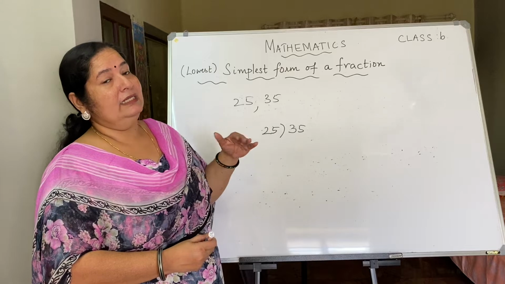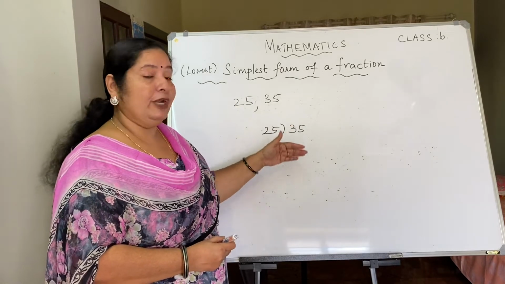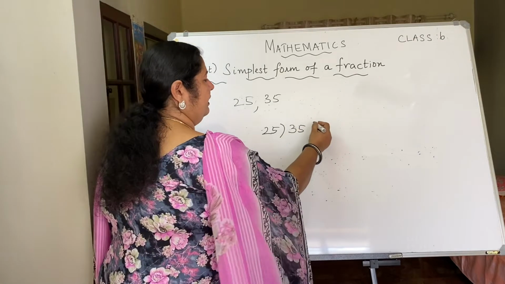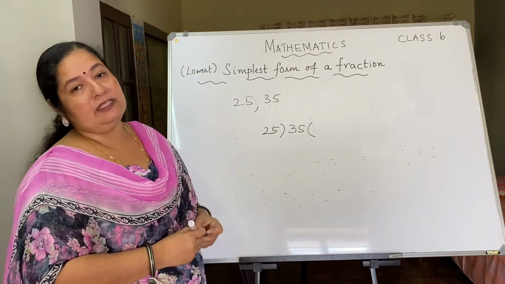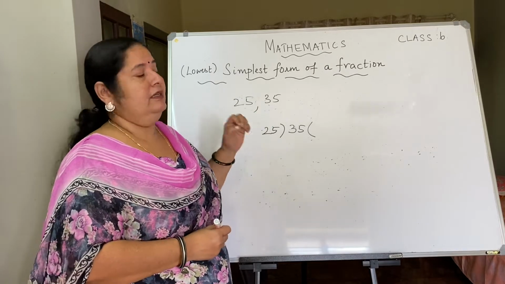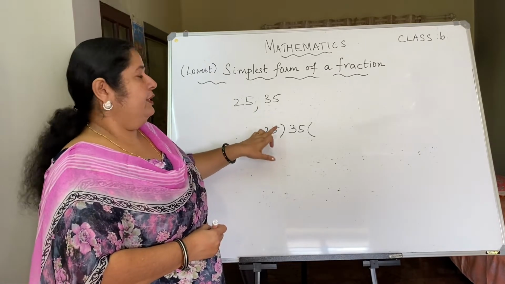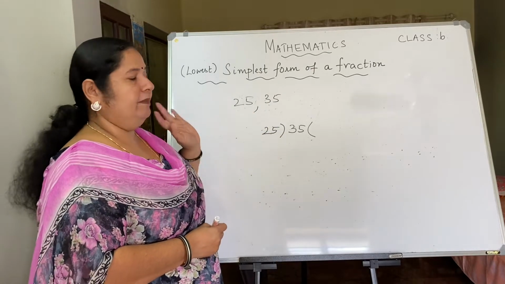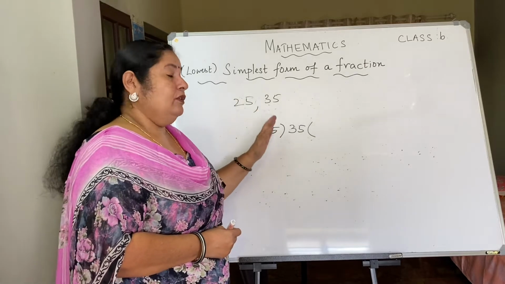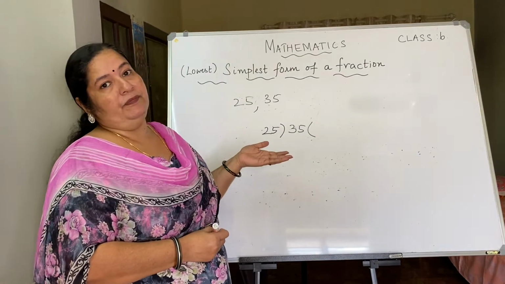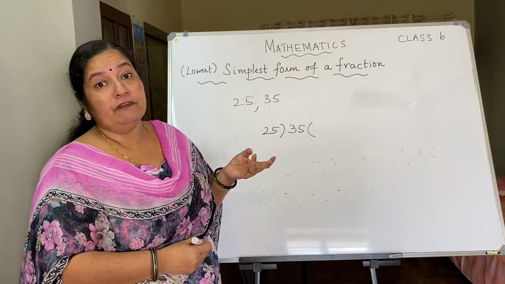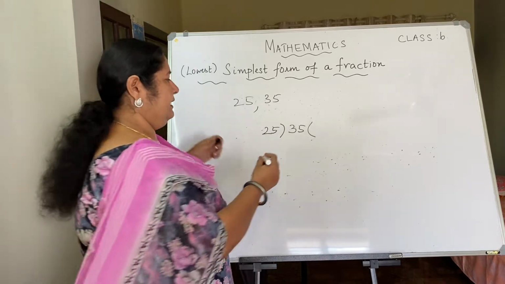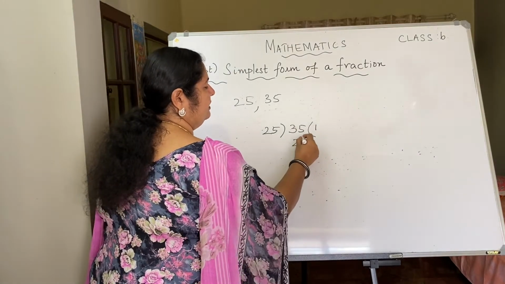So unlike the normal way of dividing, the way of writing is slightly different here. We are not writing the quotient above. Instead, we are going to write the quotient to the side. It's not like normal division, a little bit different. So as a first step, you divide the bigger number with the smaller number. So 35 divided by 25. 25 goes how many times in 35? 25 ones are 25, 25 twos are 50. 50 is more than 35. So 25 goes in 35 only one time. So 25 ones are 25.